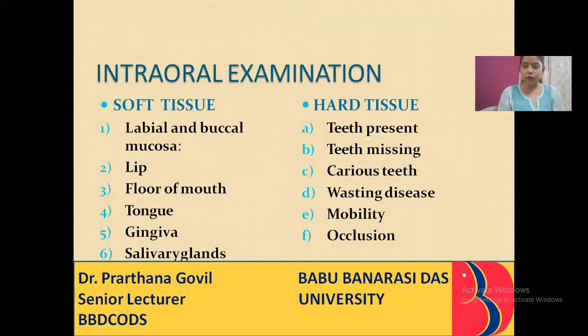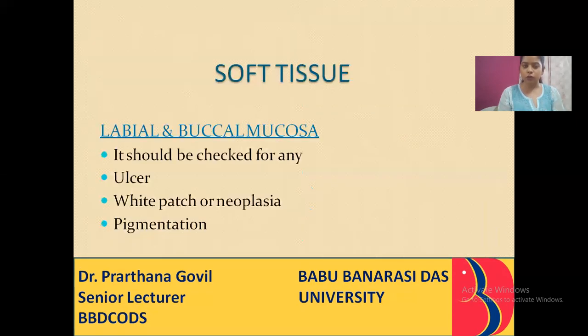Now, once the lymph node examination is over, you need to check the intraoral examination, which consists of soft tissue and hard tissue. Soft tissue includes the labial and buccal mucosa, lip, floor of the mouth, tongue, salivary glands, and gingiva. Hard tissue consists of teeth present, teeth missing, carious teeth, wasting disease, mobility, and occlusion.